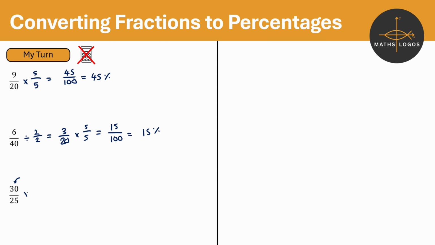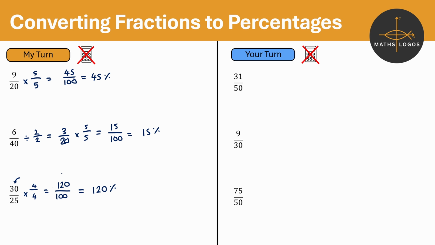Okay, so I'm going to multiply by 4 on the numerator and denominator to turn it into a fraction out of 100. 25 multiplied by 4 gives me my 100. And 30 multiplied by 4 gives me 120. Because I've got that denominator of 100, I can simply write down the numerator as my percentage. It's equal to 120%. Pause the video, give these 3 a go, and then I'll pop your answers up on screen in a second.